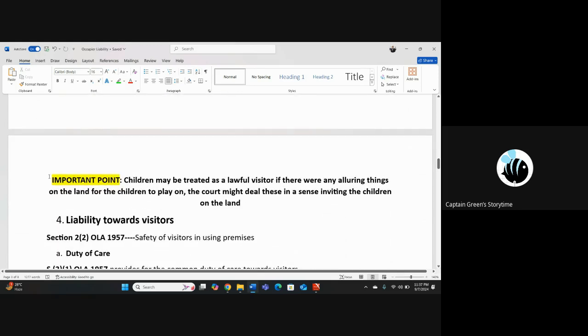Keep this important point in mind. I have highlighted this: children may be treated as lawful visitors if there was any alluring thing on the land for the children to play on. For example, a kid or a child comes to your garden and you have planted beautiful flowers in the garden. Would the child be regarded as a lawful visitor or as a trespasser, just because he has no license and was not an invitee? The court has stated that when there is an attractive or alluring thing on your land and a child comes there in order to play, then in that circumstance you have to deal with children as lawful visitors, in the sense that you have invited them onto your land. Please note this.